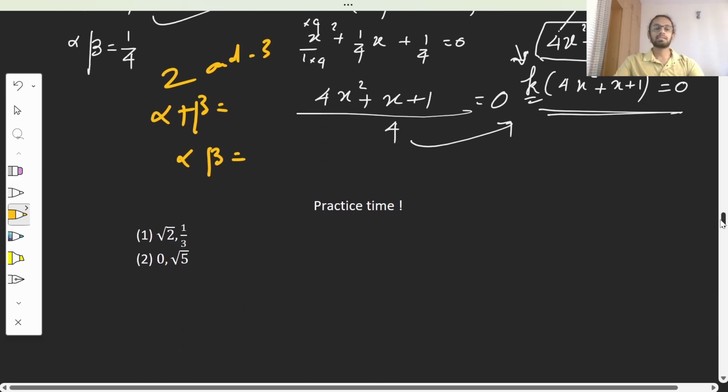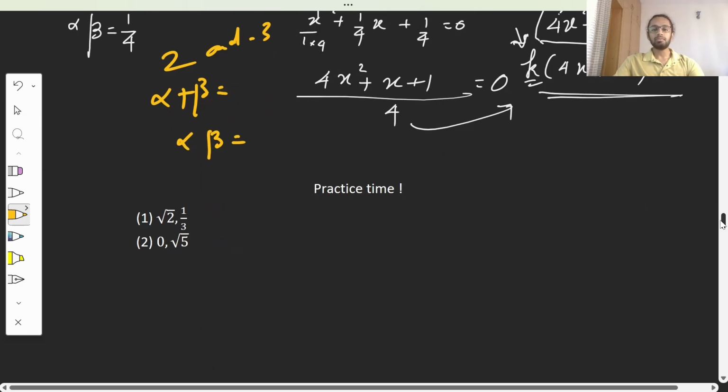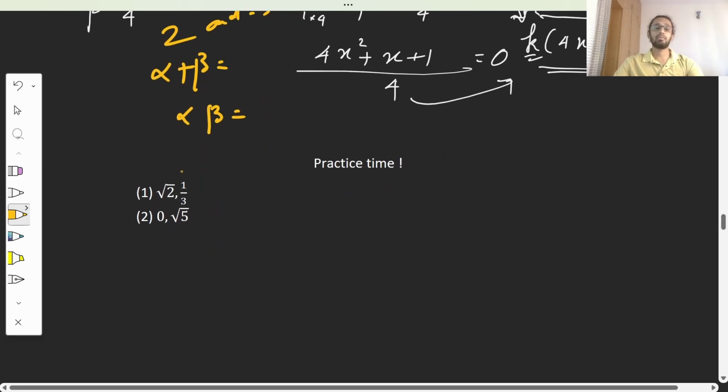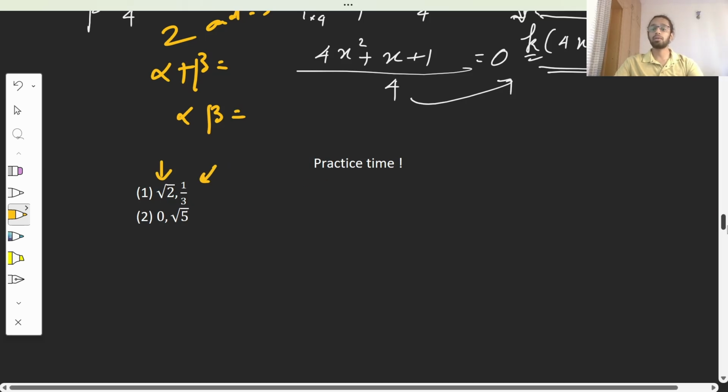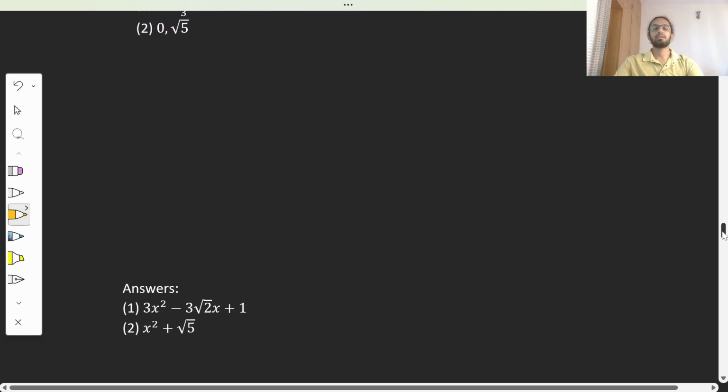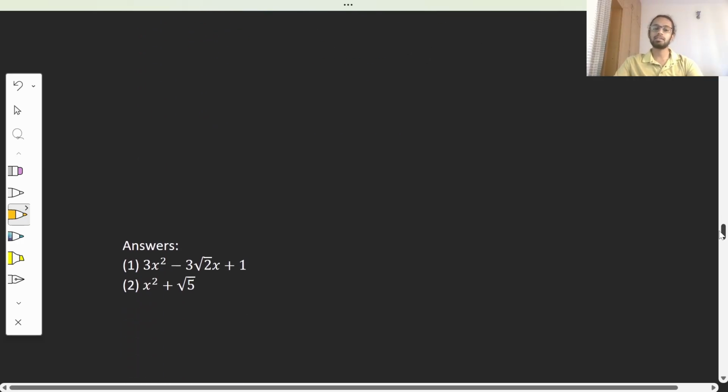And now it's practice time. You can try these two. This is the sum of the zeros, the first values. The second value is product of the zeros. You can pause the video and try these two. And these are the answers.